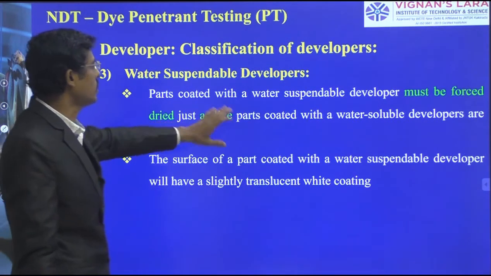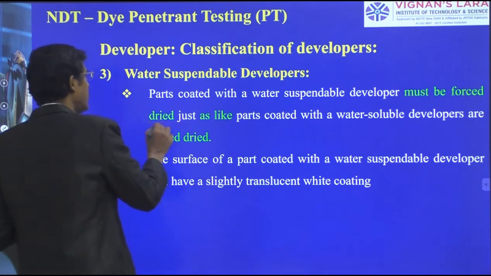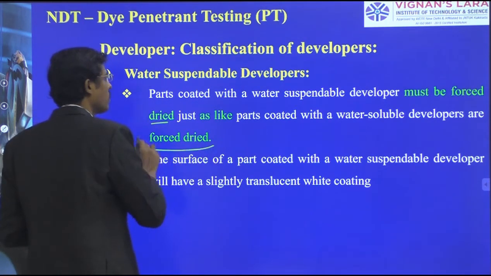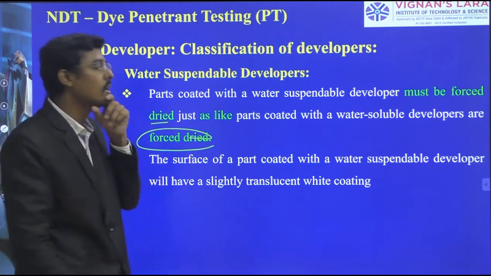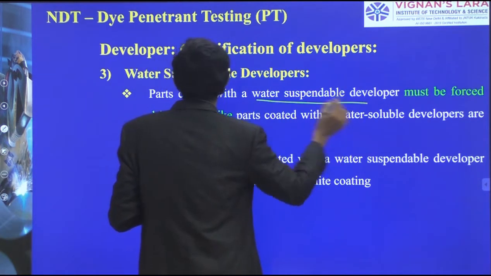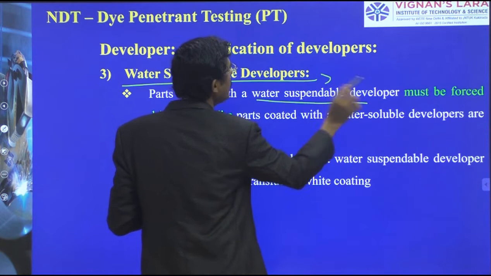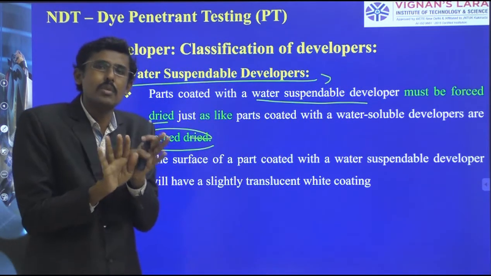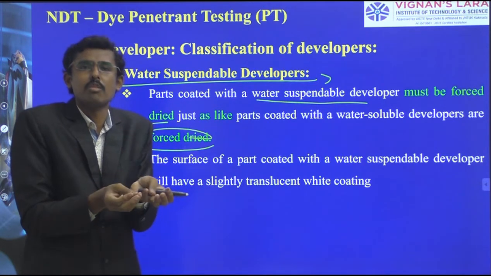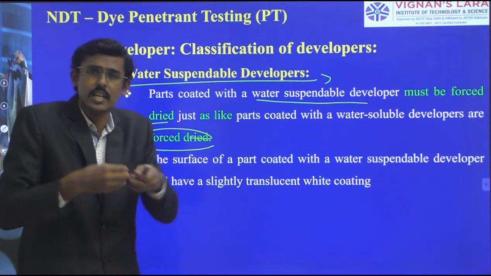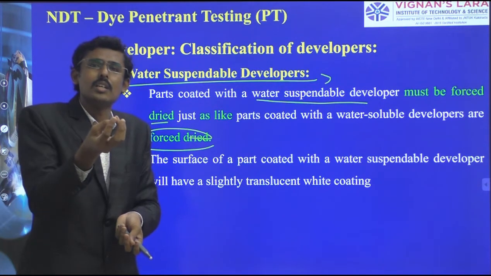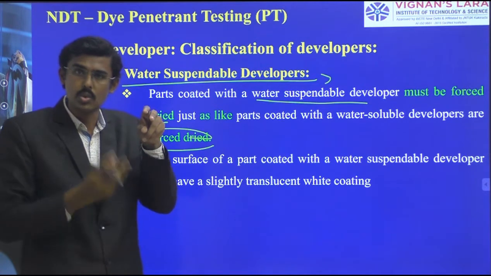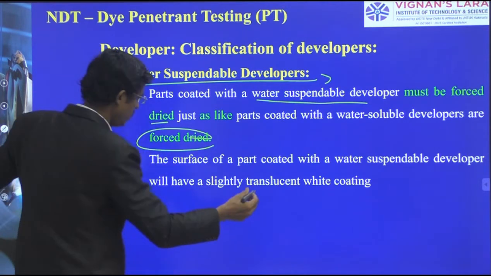Parts coated with water suspended developers must be force dried, just like parts coated with water soluble developers are force dried. Here also, the water suspended developers have to be dried by forced air. Otherwise the water will stay at the bottom, and it may not dry. When drying takes place, only powder will be there because the water is evaporated. So that powder is going to absorb the penetrant. I think we got the point.